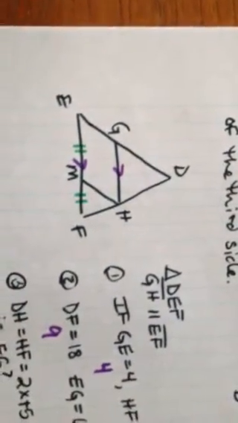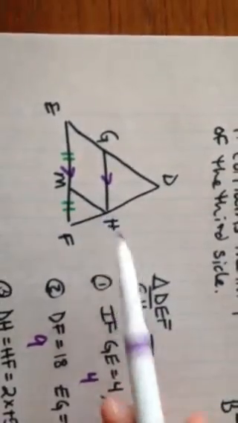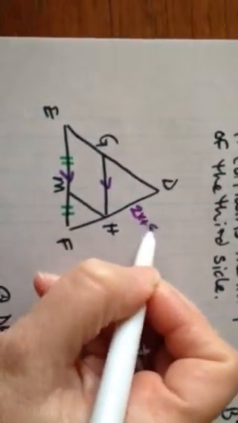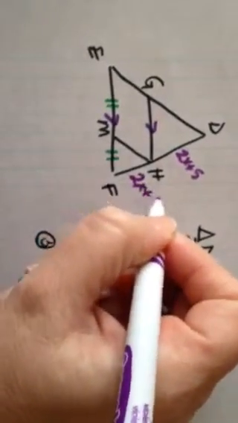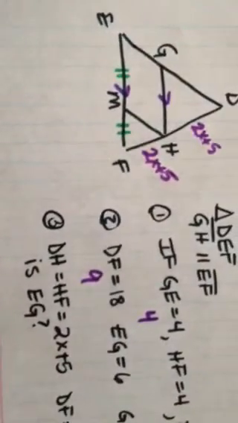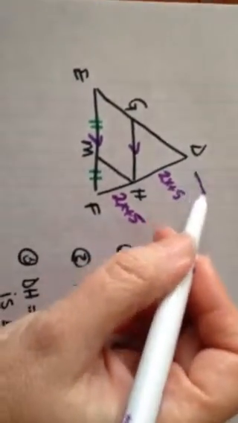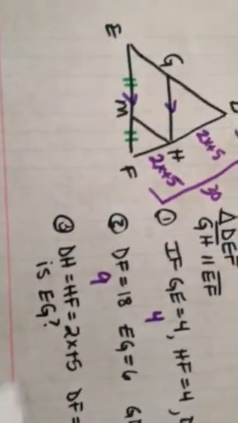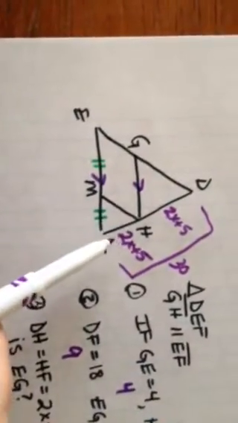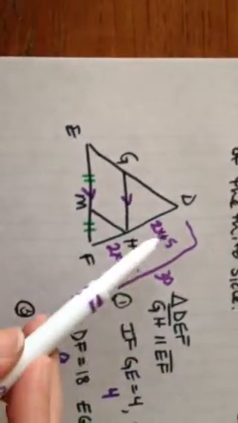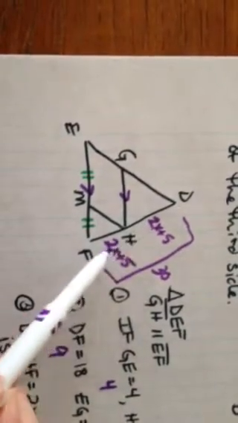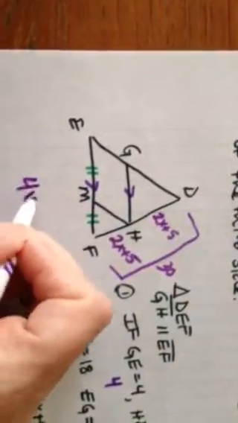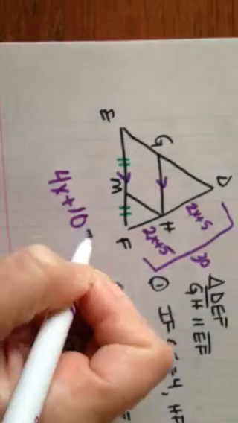All right, one more. DH is 2x plus 5. HF is also 2x plus 5. DF is 30. GD is x. What is EG? Oh, well, let's first find out what this nonsense is. 2x plus 5 plus 2x plus 5 equals 30. So 2x plus 2x is 4x plus 10 equals 30.